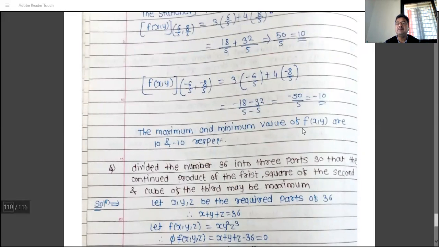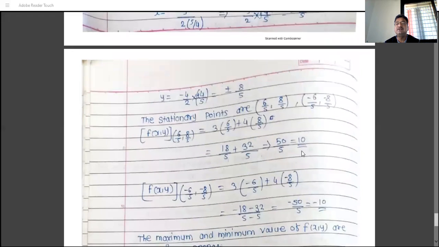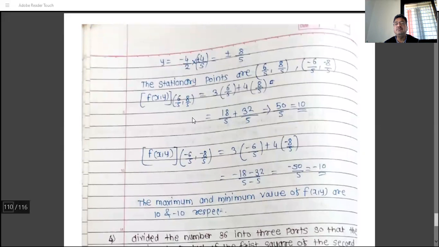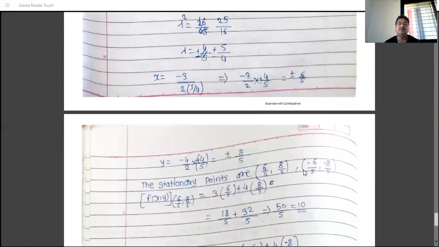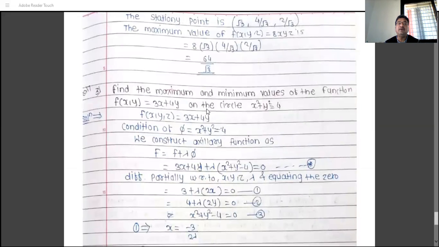And therefore, the maximum and minimum values of the function are 10 and minus 10. Larger is 10, therefore it is the maximum value. Lower is the minimum. So first find the stationary points and find the values at those points. The larger value is called the maximum value, and the smallest value is called the minimum value of that function. So this is the problem for a two variable function, but the condition is given.